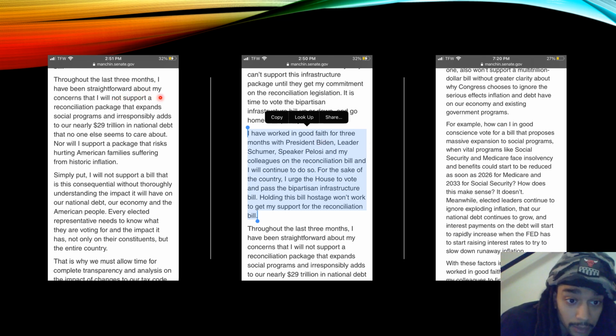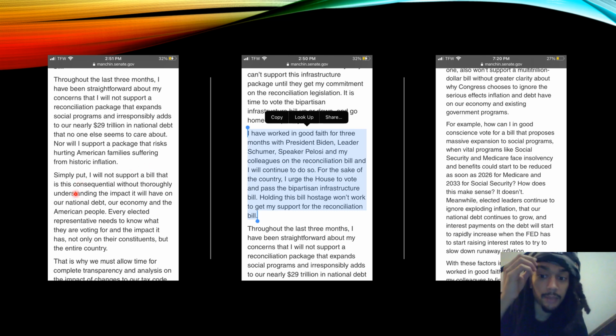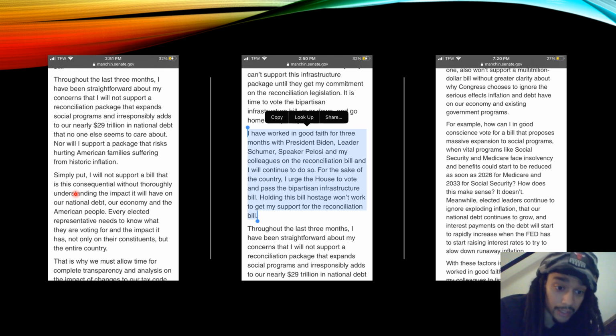Throughout the last 3 months, I have been straightforward about my concerns that I will not support a reconciliation package that expands social programs and irresponsibly adds, and this is Joe Manchin talking, by the way, 29 trillion in national debt that no one else seems to care about, nor will I support a package that risks hurting American families suffer from historic inflation. Again, it's paid for. It's paid for by corporate tax. So he's saying that again. I think this is a later date.